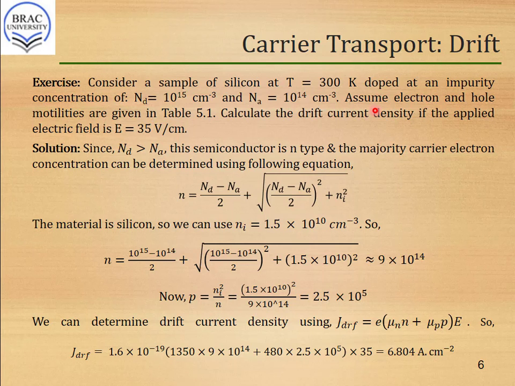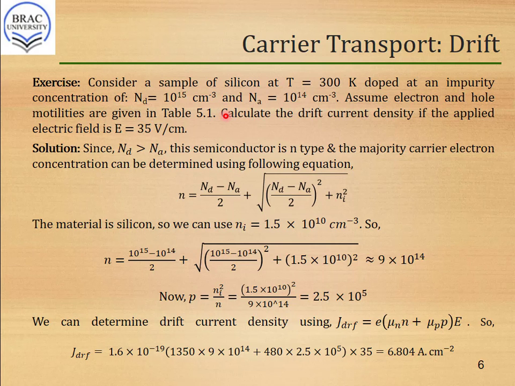Assume electron and hole mobilities are given in Table 5.1. It was the table we have discussed in the last lecture. Calculate the drift current density if the applied electric field is E equal to 35 volt per centimeter. So we are asked to determine the J drift.